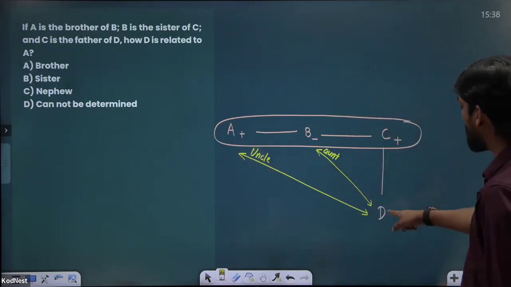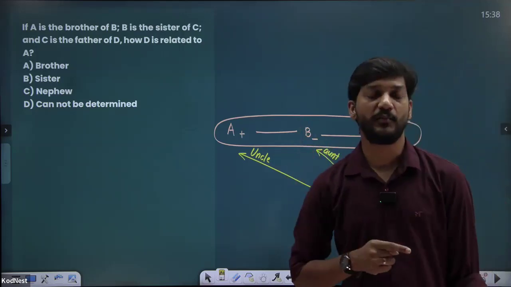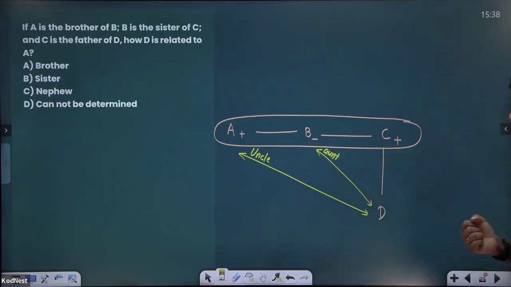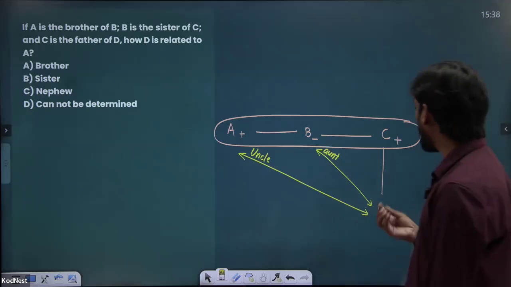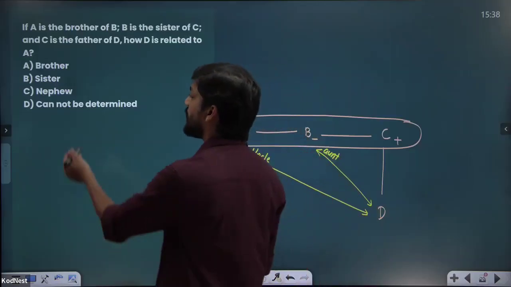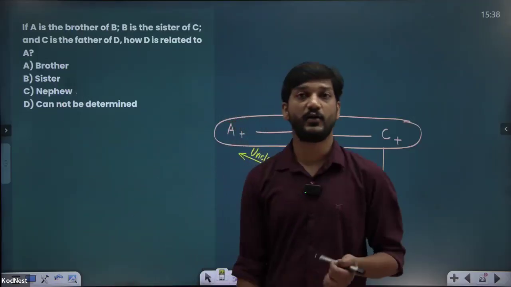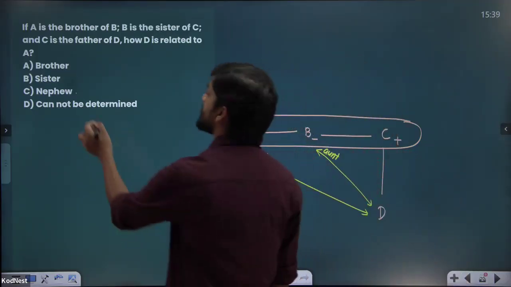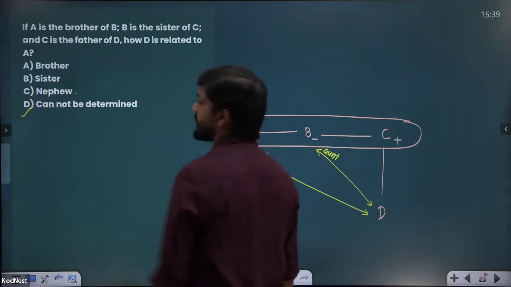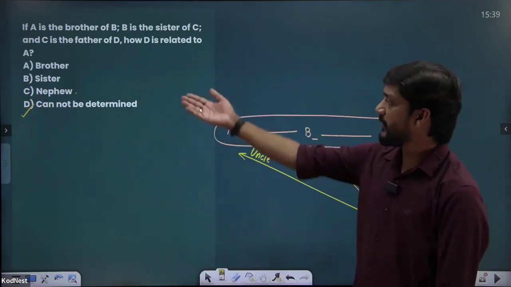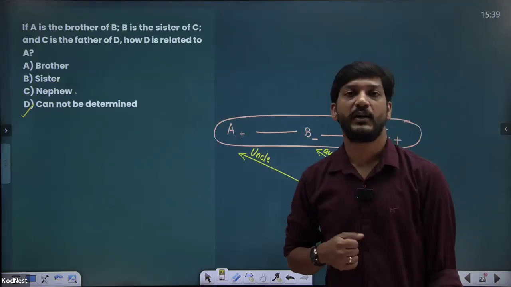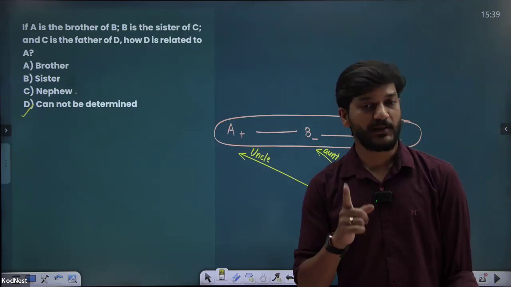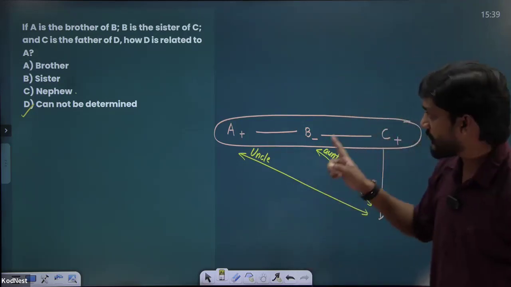Now, I don't know the gender of D. Do I know the gender of D? Please confirm. No. If I don't know the gender, what will I say? Is he nephew? I cannot say. Is she niece? I cannot say. Until I know the gender, I cannot confirm it is nephew. So I will say option D is correct. Because it can be niece also. How come you are saying nephew? If it is a female person, nephew will be the wrong answer. So please remember, cannot be determined will be the right answer for this.